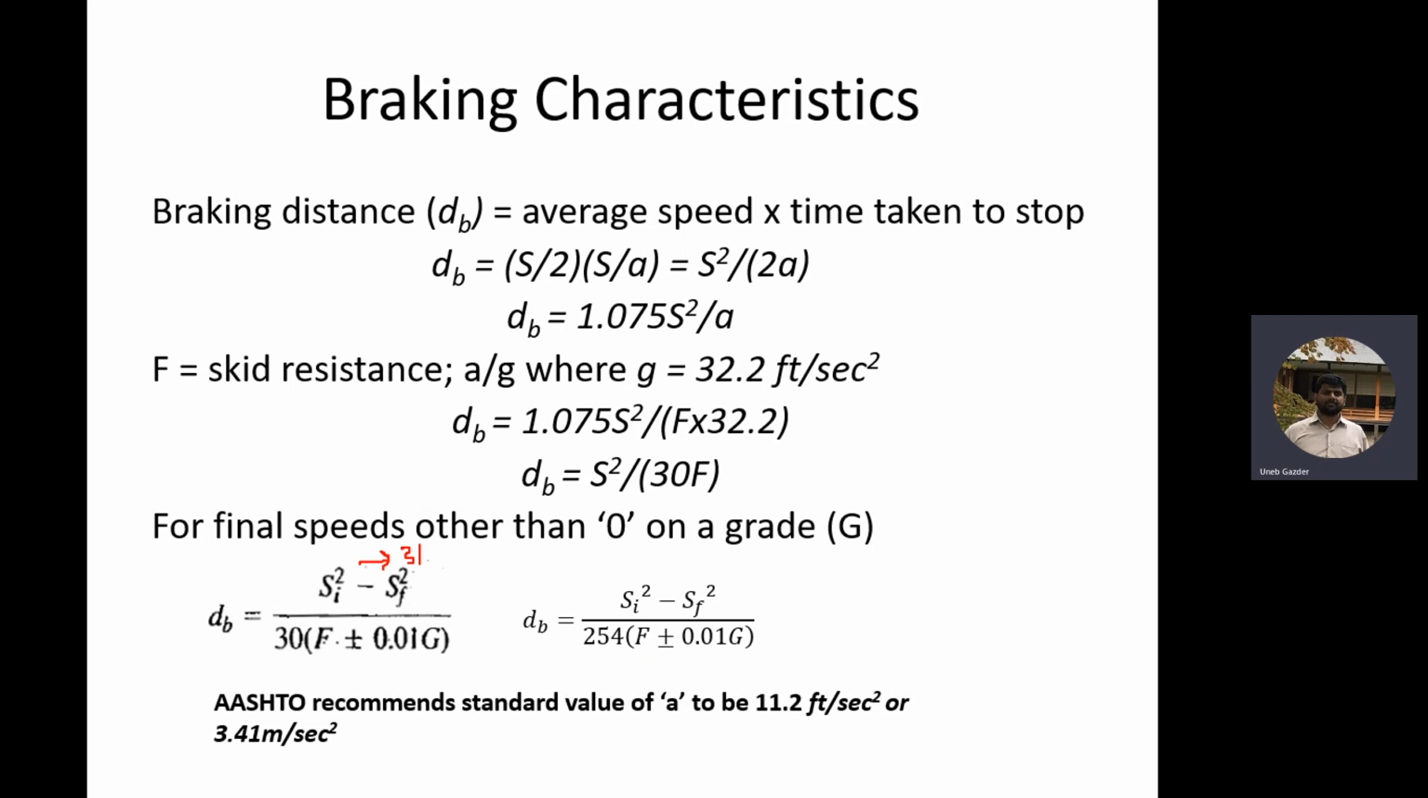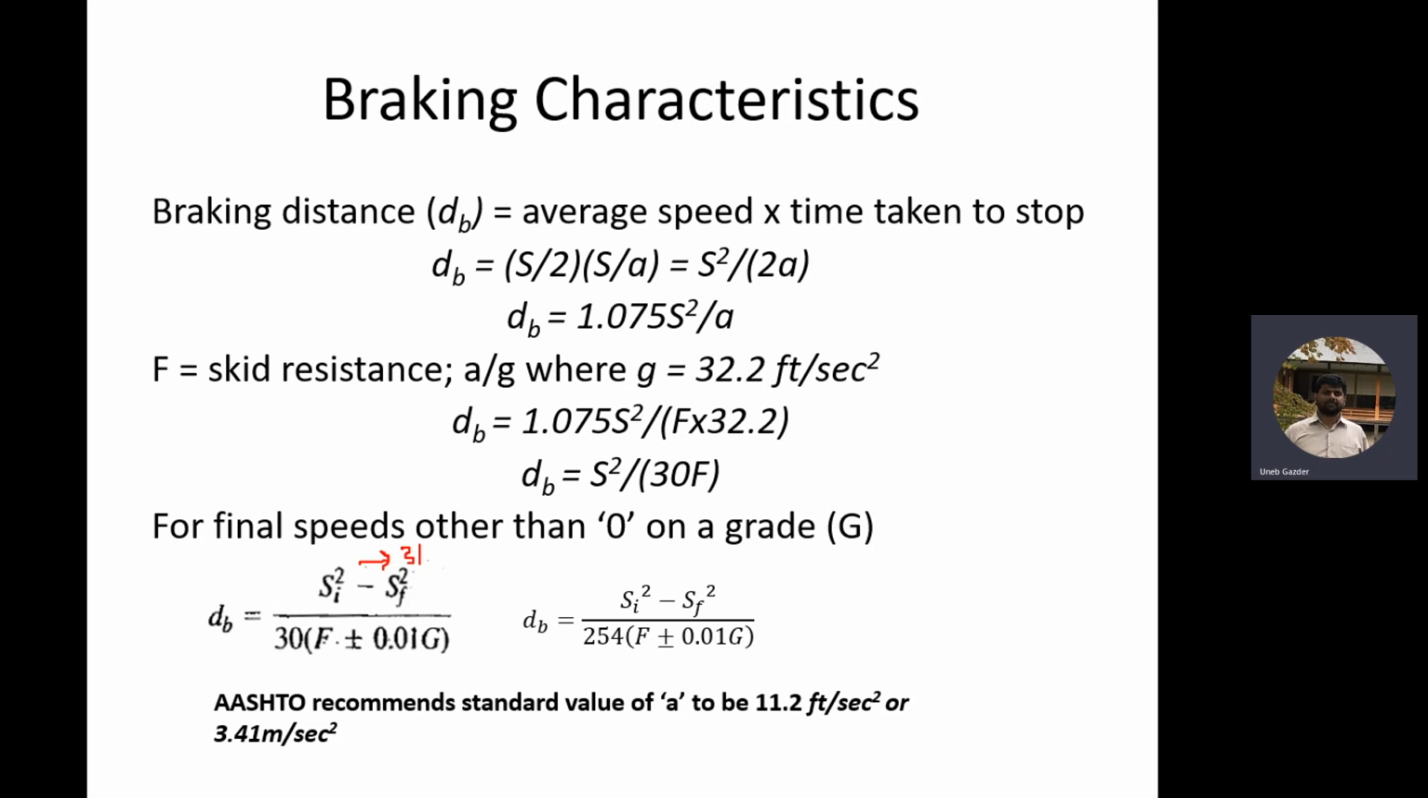Now what do we do with the pavement? This will become the final. Initial of the shoulder becomes the final for the pavement. At this speed, the vehicle left the pavement and entered the shoulder. So initial for shoulder, final for pavement.